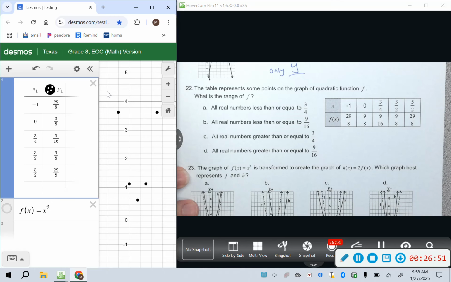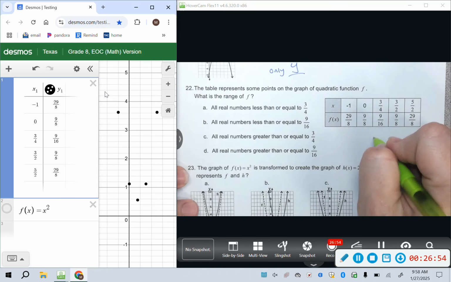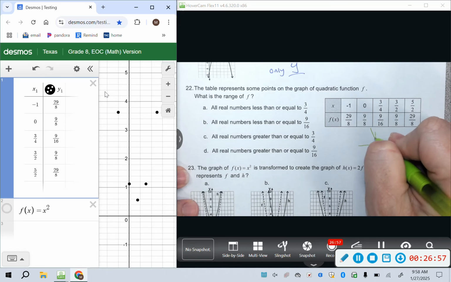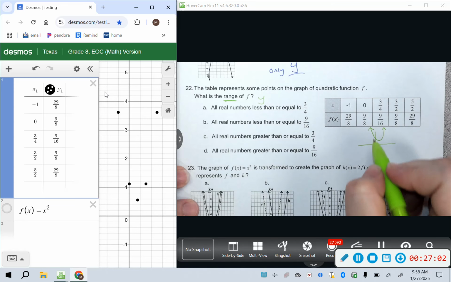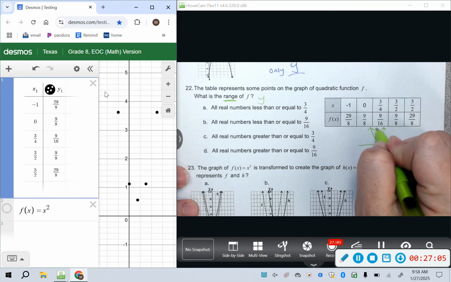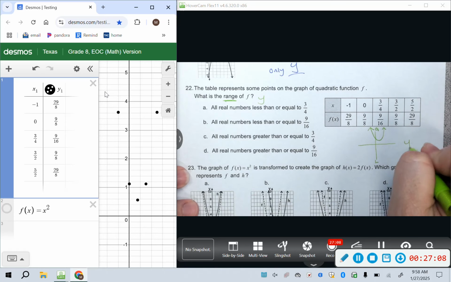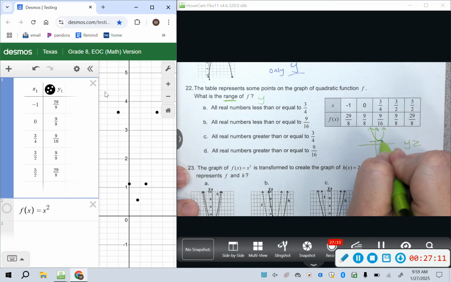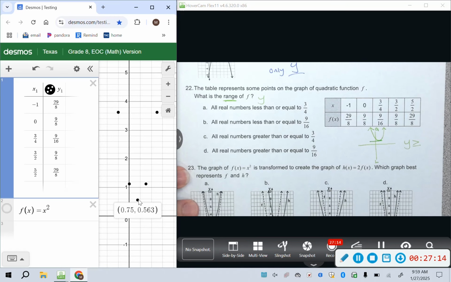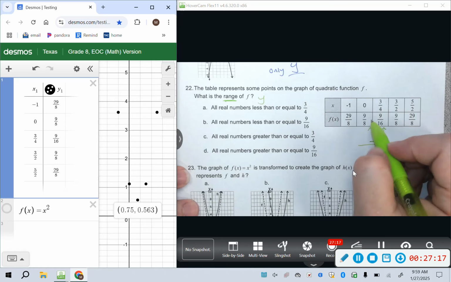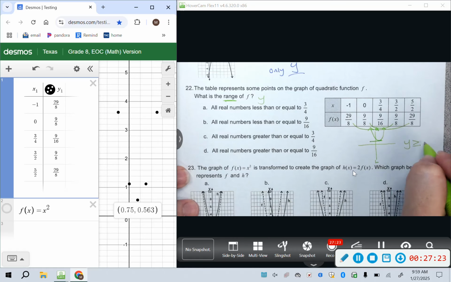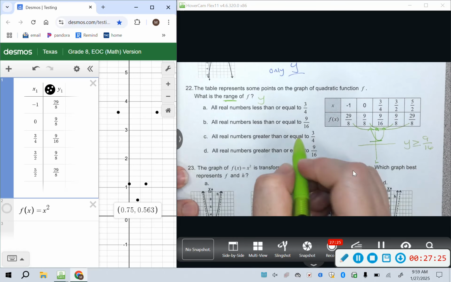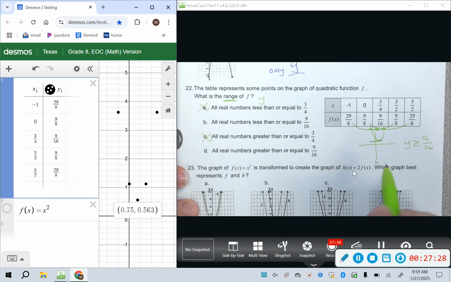So here's our graph. First off, we've talked about this, it opens up forever. We know it's asking range, which is our y. So y is my height. Up forever, remember, is greater than, down is less than. So I know y is greater than or equal to, and what's my lowest point? Well, that's the y of my vertex. The vertex here, 9/8, 29/8, is giving me 9/16. So I know C and A are not my answers. Y is greater, so D has to be my answer.